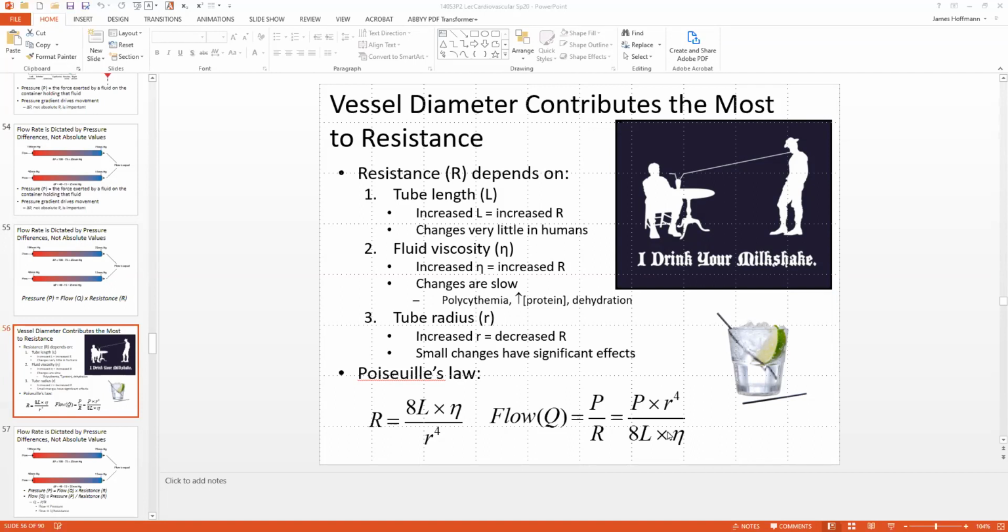And so the main determinant of blood flow is the radius. All those things that affect the radius of a blood vessel are what really determine blood flow in our body.